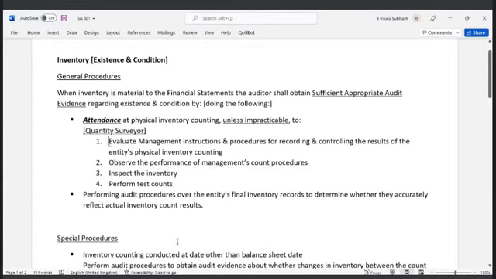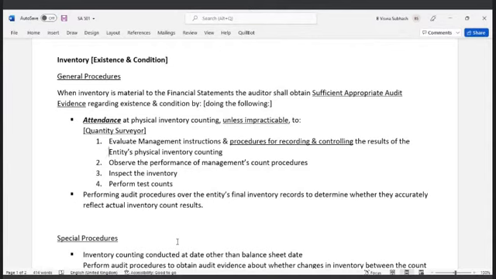First, evaluate management instructions and procedures for recording and controlling the results of the entity's physical inventory counting. That means what is exactly required of you, if you are attending that physical inventory counting, you get to see how they are doing the inventory counting.